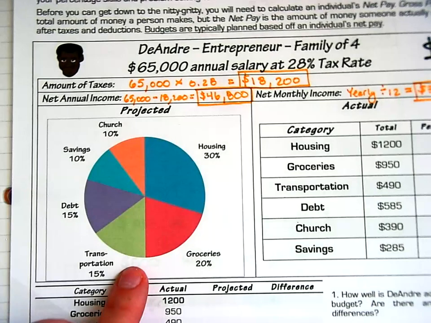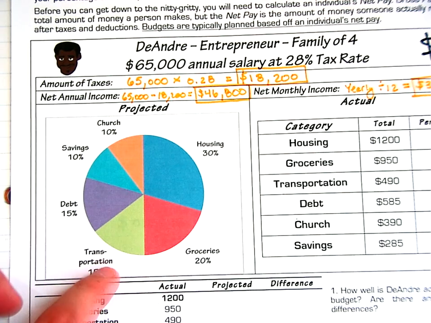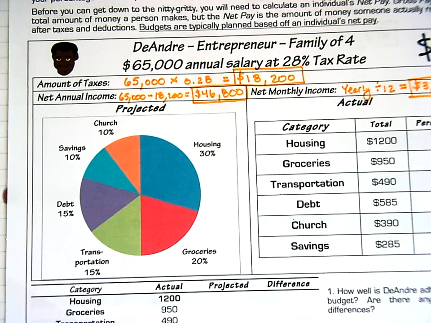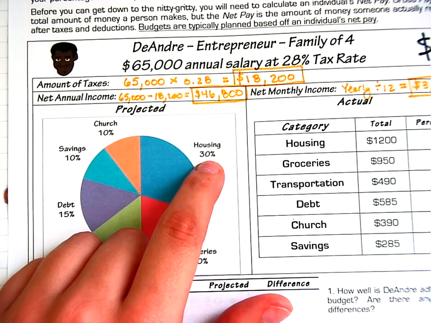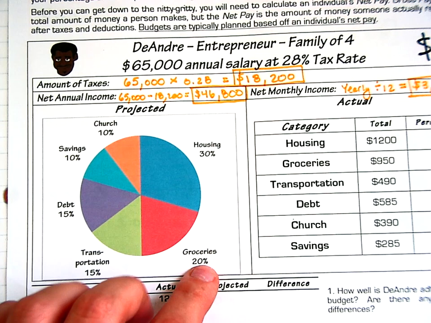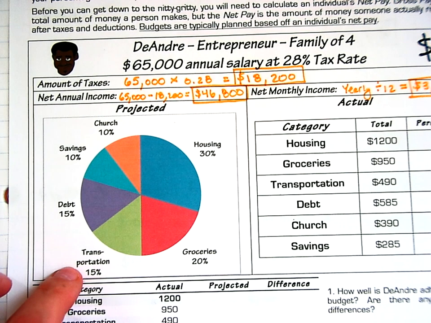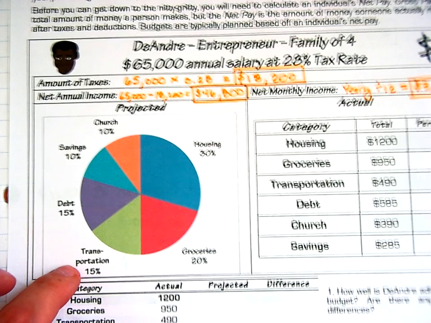Now, when Deandre was budgeting, he decided that he wanted to spend these percents on each one of these topics or pieces of his budget. So when you budget, you might think, okay, I want to spend about a third or a little less than a third of my income on housing. That's probably like rent. Groceries, obviously you have to eat, 20%. Transportation, maybe he rides the bus, maybe he takes the BART, who knows.